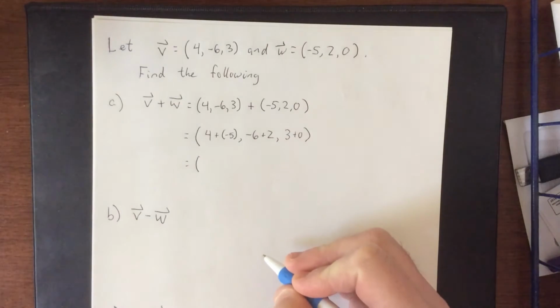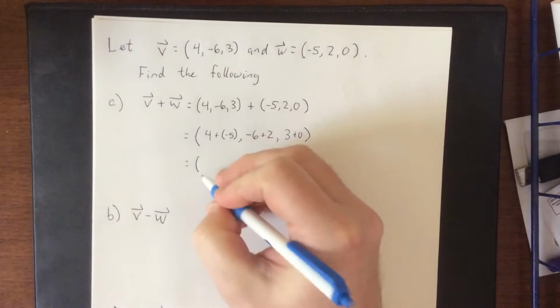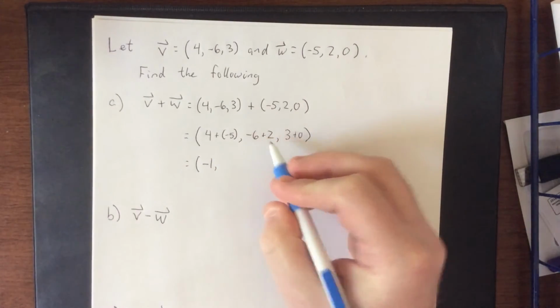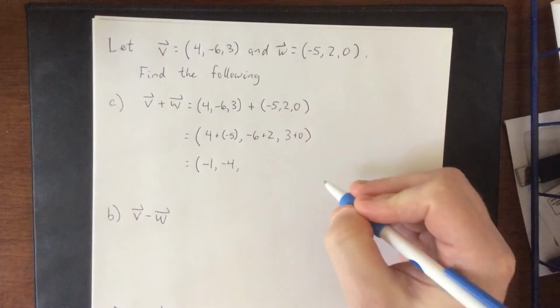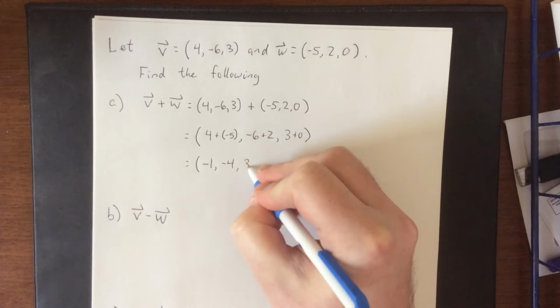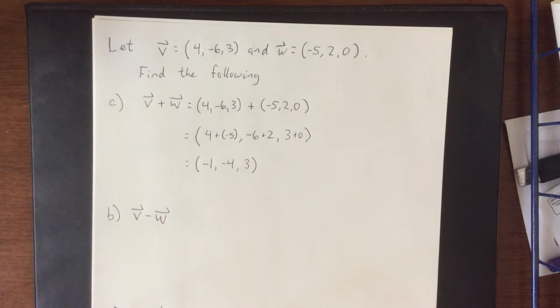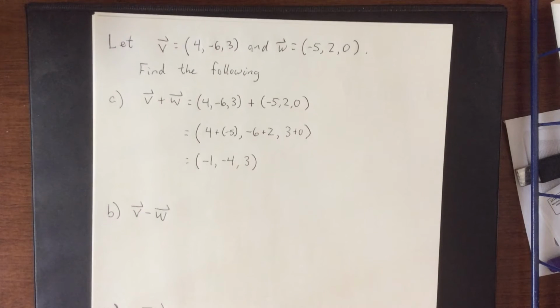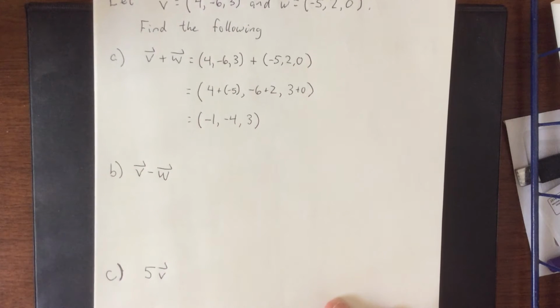Once we simplify those three components as much as possible, 4 plus -5 will be -1, -6 plus 2 will be -4, and finally 3 plus 0 will be 3. No problem. Now, a very similar operation for part B is vector subtraction.